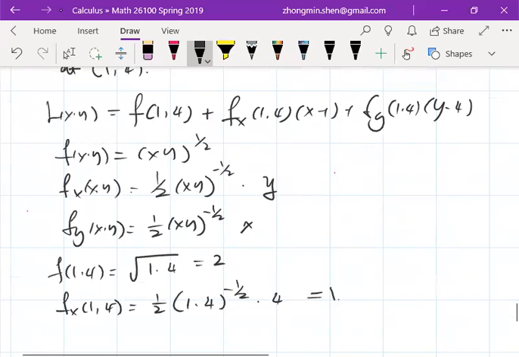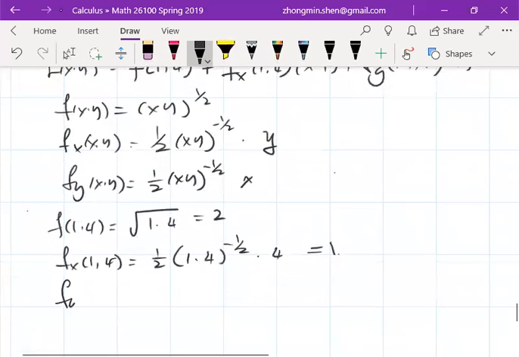Right, because the denominator is going to be 2 times 2. So 1/2, 1 times 4, and that's going to be 1. Right, so this is going to be 1/4. All right, so we find all the values.